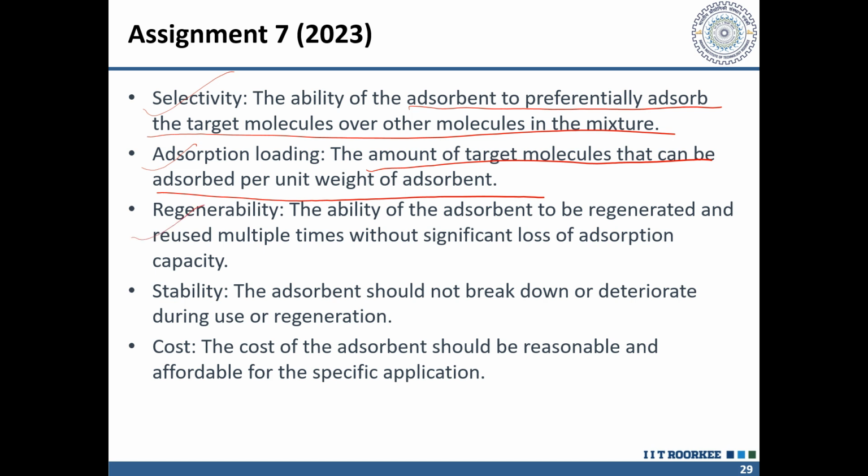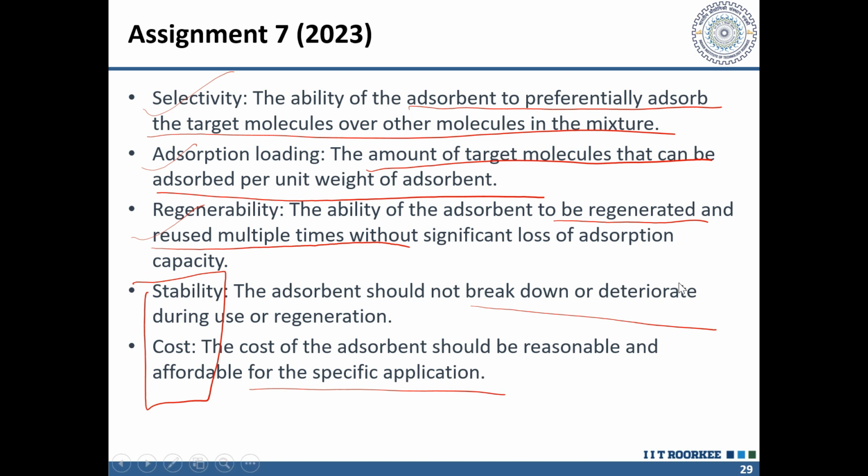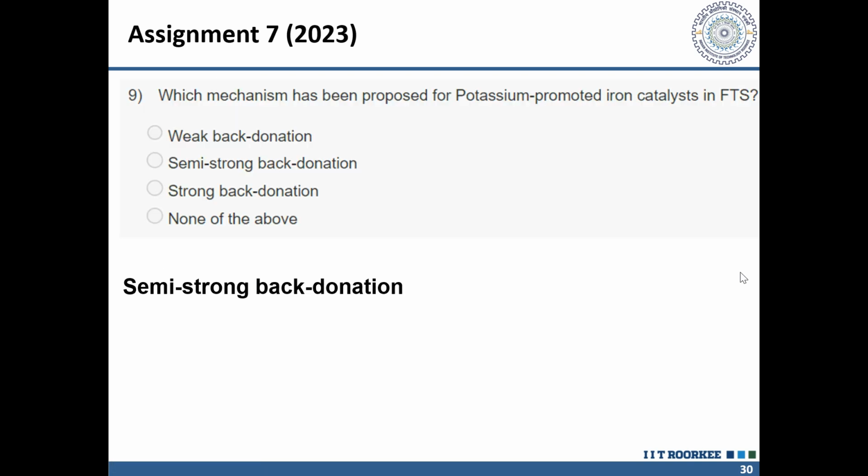Thirdly, regenerability, the ability of the adsorbent to be regenerated and reused again and again. And there are two more things, which are stability and cost. Stability means it should not break down or deteriorate during the regeneration process, and cost means it should be reasonable or affordable for specific applications. So these are the major requirements which we look for in adsorbent selection for the purification process. Now the next question is, which mechanism has been proposed for potassium promoted iron catalyst in FTS?